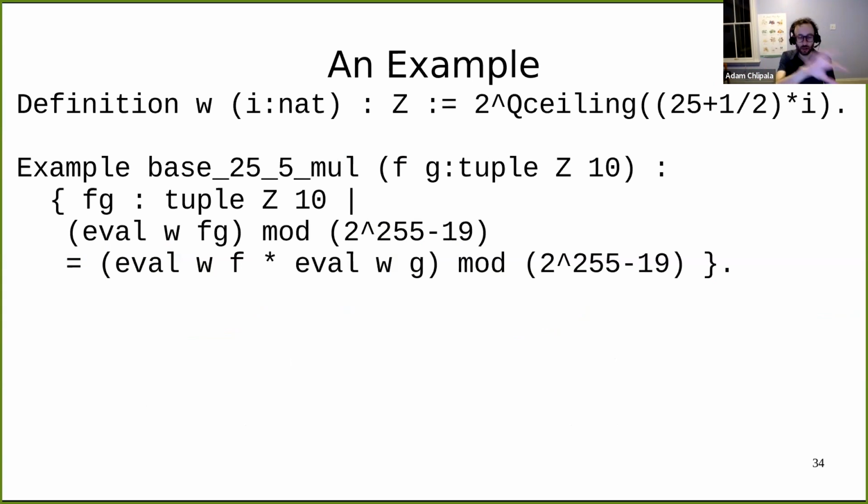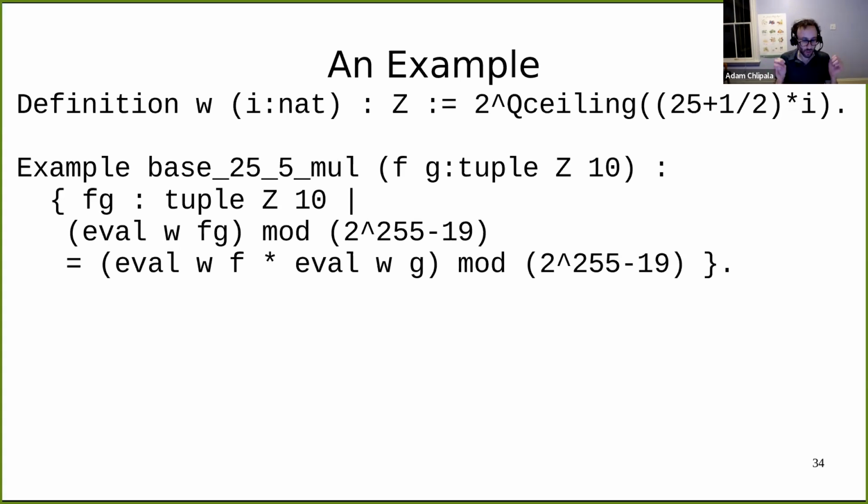And then we can write a goal like this example code block, which basically says take in 10 tuples of integers, capital Z for integers. Those tuples are f and g, and compute the output fg, which is another 10 tuple that is the correct result of modular multiplication using a function called eval that turns 10 tuples into big integers according to the representation w.